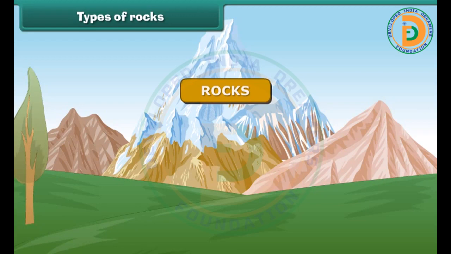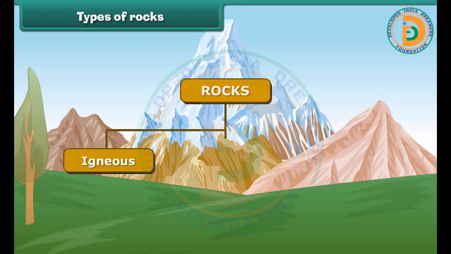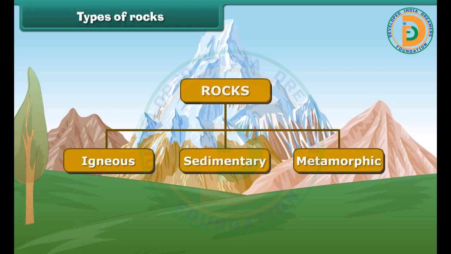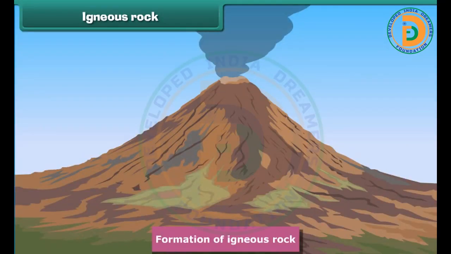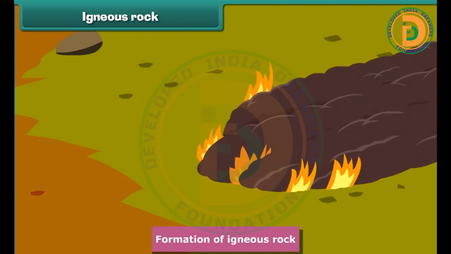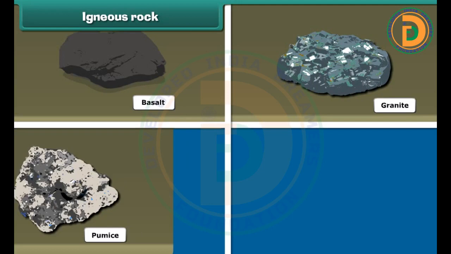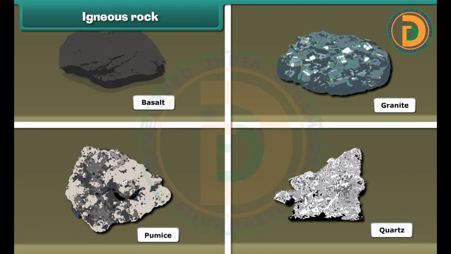Dear friends, there are three main types of rocks depending on how they are formed. These are igneous rocks, sedimentary rocks, and metamorphic rocks. Let's discuss them in detail. Igneous rock is formed when molten rock like lava in volcanoes cools and gets hardened, solidified. It is often shiny and glossy. Basalt, granite, pumice, and quartz are examples of this kind of rock.